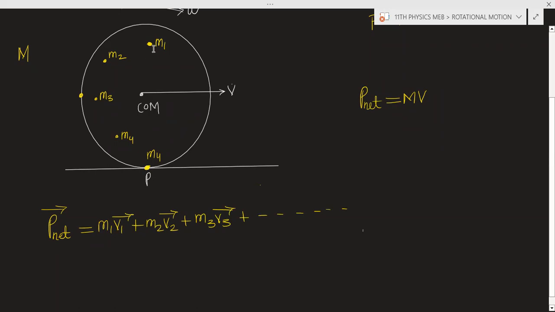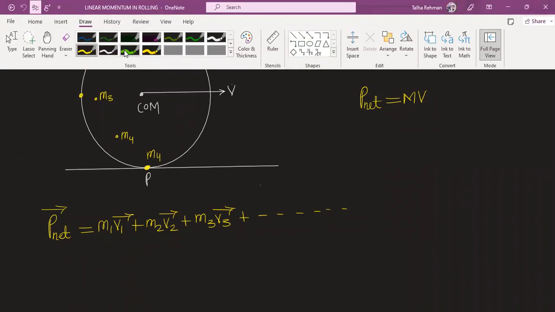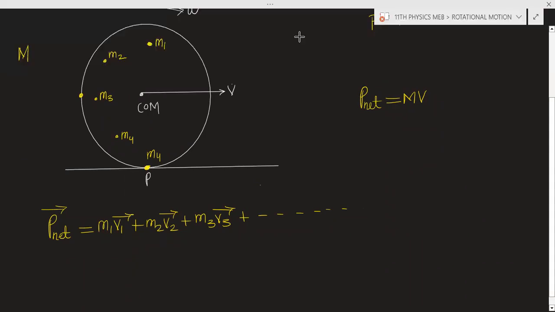Now this mass m1 will have a different velocity v1, m2 will have a different velocity, m3, m4. You can see here, if you take this point P, I'm just checking the velocity of mass m4. So this will have the velocity in this direction.